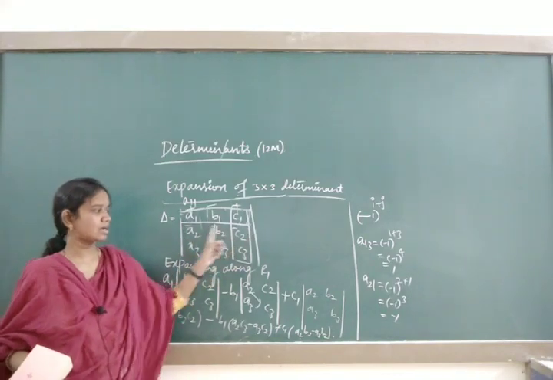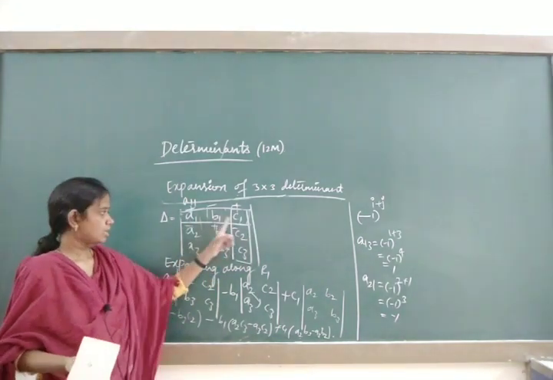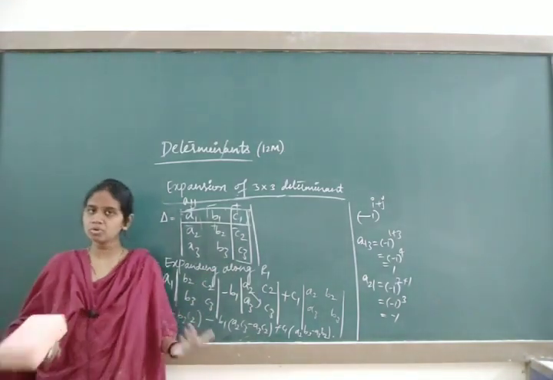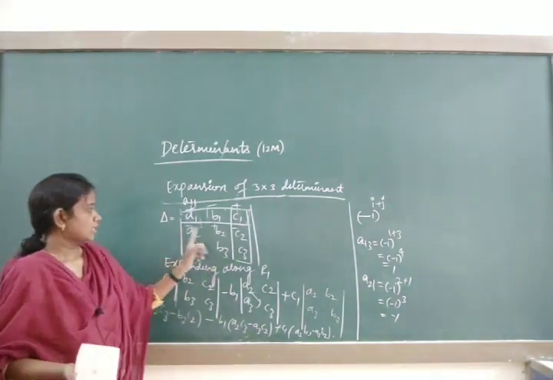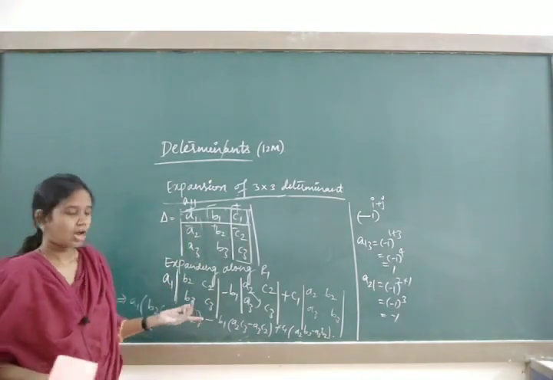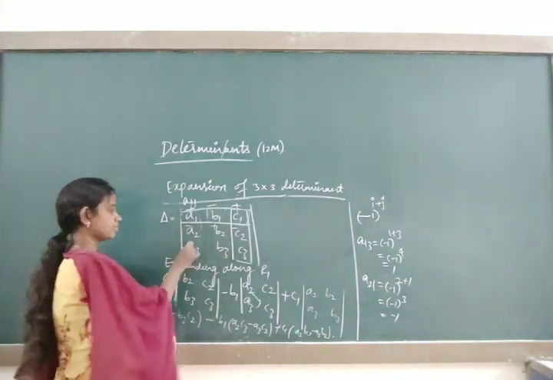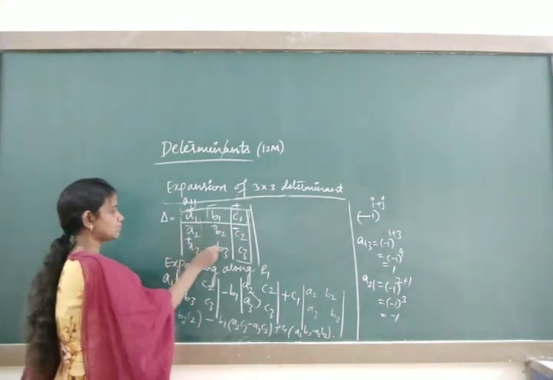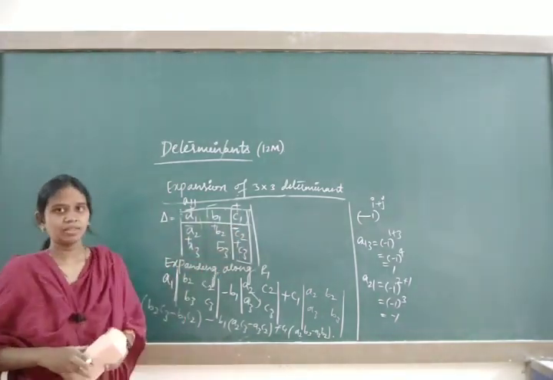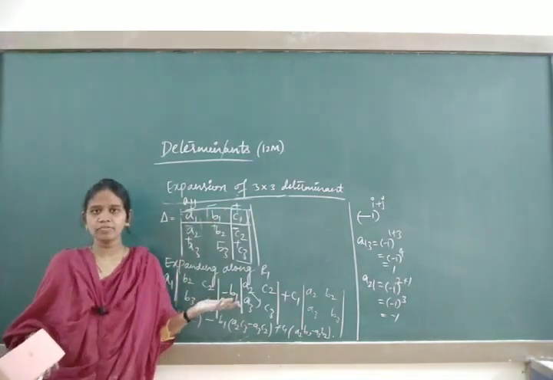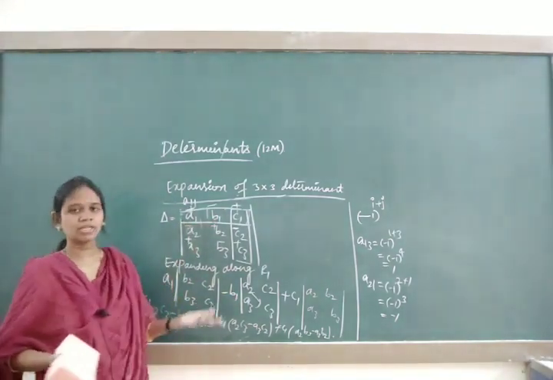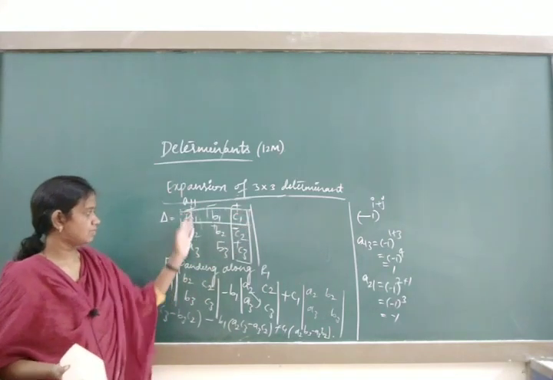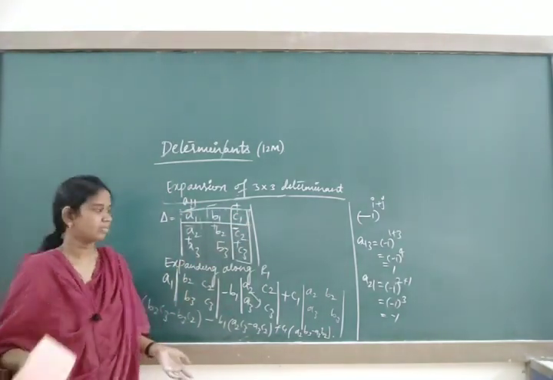It is present in second row and first column. Remaining numbers you just keep in bars and expand with the help of 2 cross 2. Minus plus minus. If you are expanding along R3, then obviously it will start with plus, plus minus plus. But generally most of them we will expand from the plus minus plus. Either you expand like this or else you can expand along C1, C2, C3.